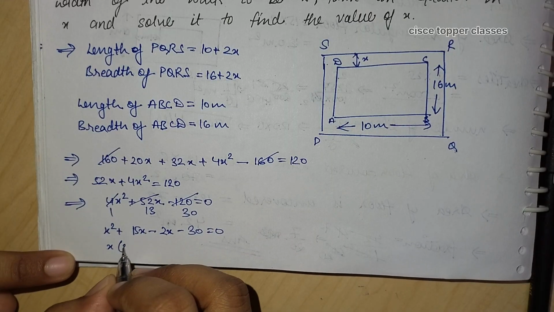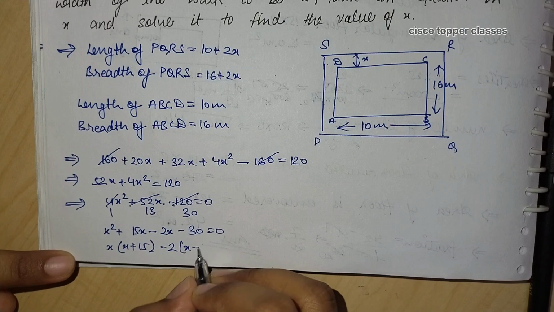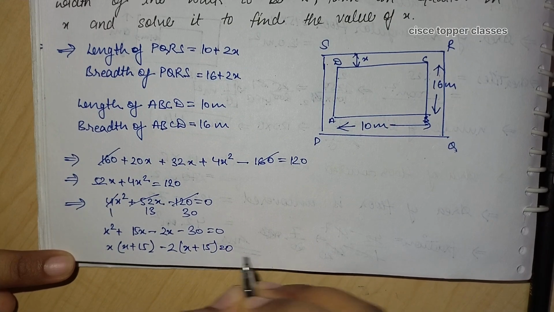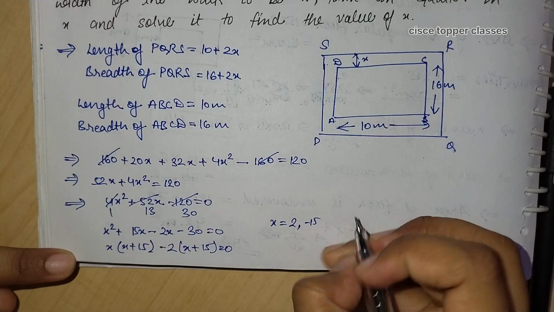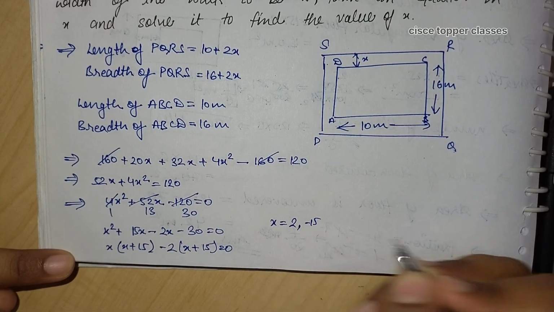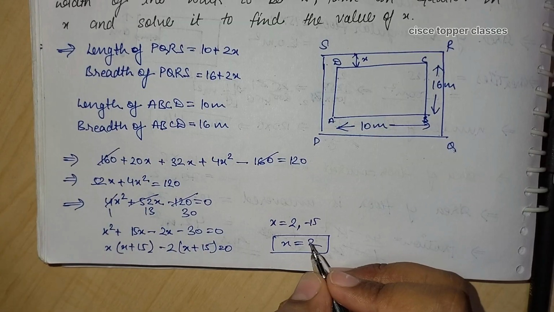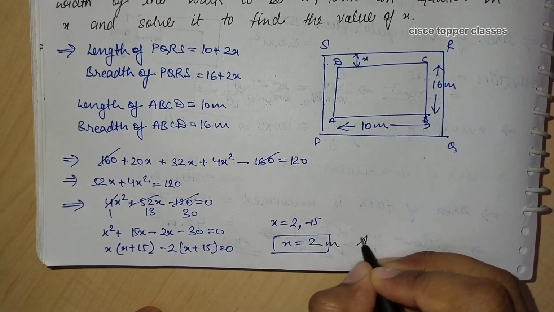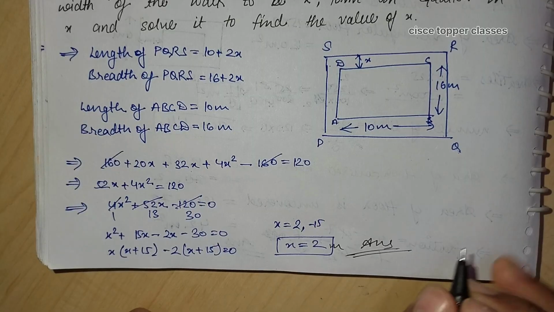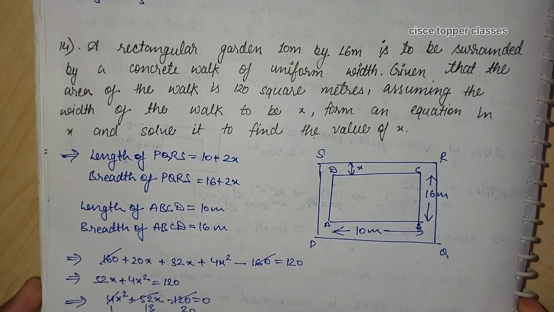Means x is x plus 15 minus 2. If we take common, this will be x plus 15 again. Means x is equal to 2 comma minus 15. From there only minus 15 is not possible. Means the breadth of this concrete walk here is x is equal to 2 meter. So this is the final answer in this question, which we have to find. So this is the solution of the 14th question.